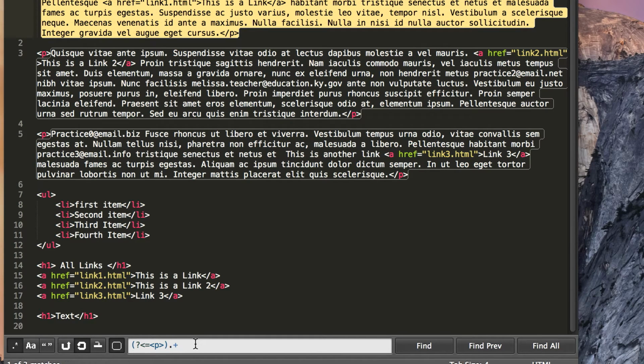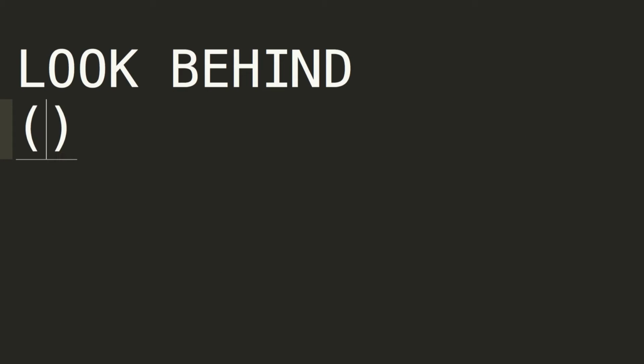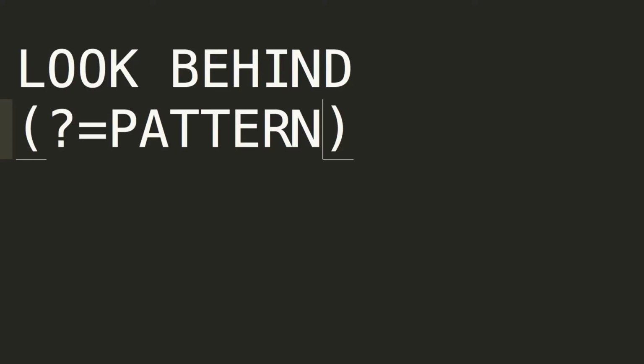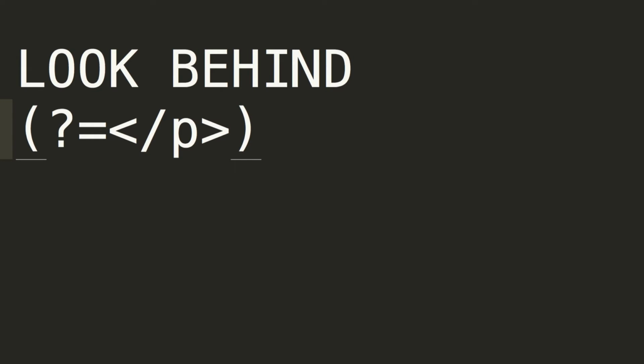To have it stop matching before the closing tag requires us to use a look behind special group. It looks like this. Parentheses, question mark, equals, pattern, and then close that parentheses. For our look behind group with the closing paragraph tag, it would actually look like this. Parentheses, question mark, equals, and then the closing paragraph tag, and then parentheses.